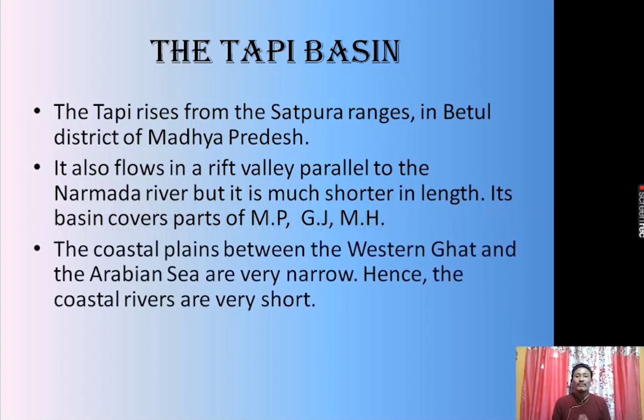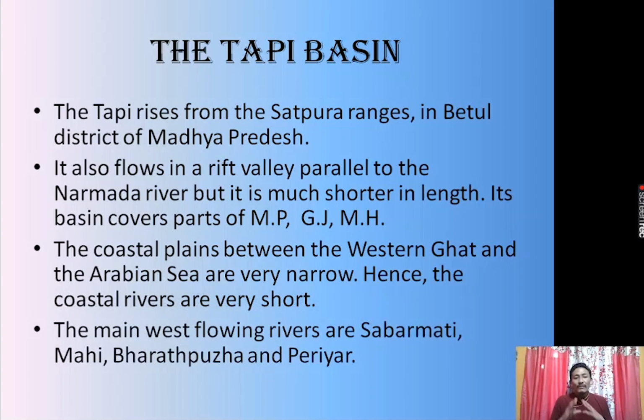The coastal plains between the Western Ghat and the Arabian Sea, as we have already discussed in the previous session, are considered as a sandwich between the Arabian Sea and the Western Ghats. This particular region is known as the coastal plains. They are very narrow, hence the coastal rivers are very short. That is why, due to the narrowness of the region between the Ghats and the sea, the coastal rivers become very short.